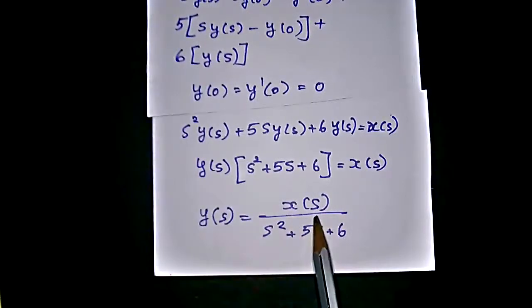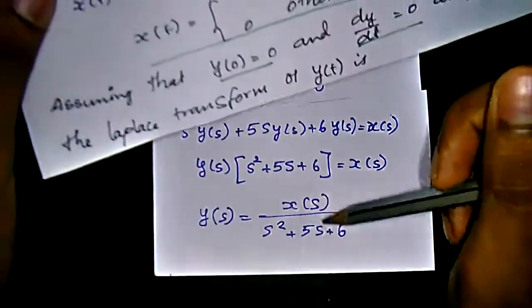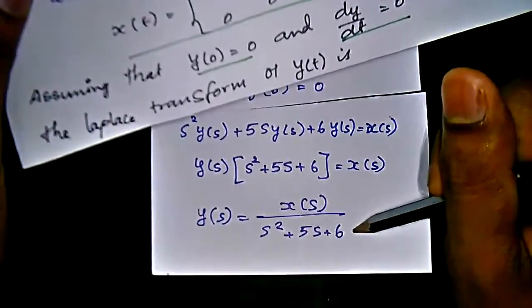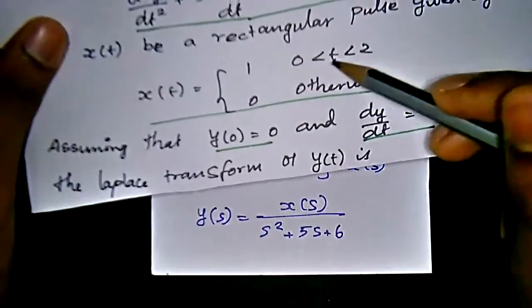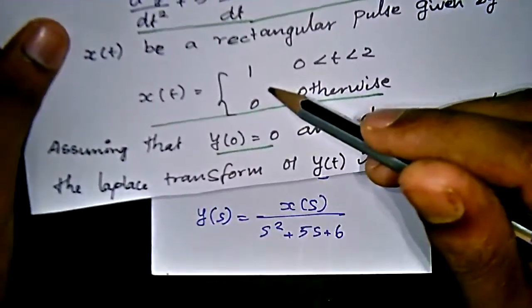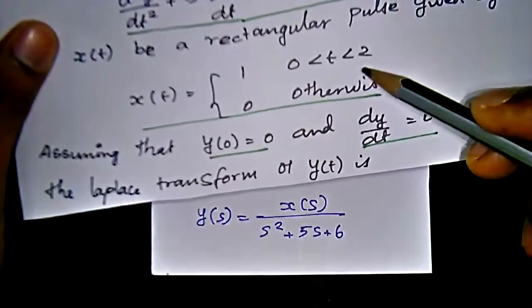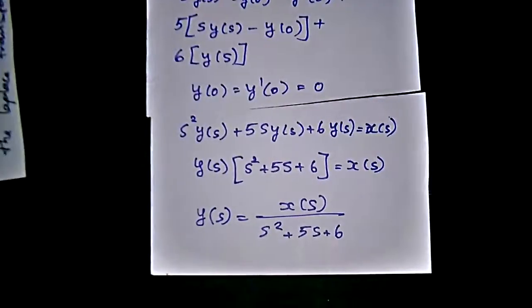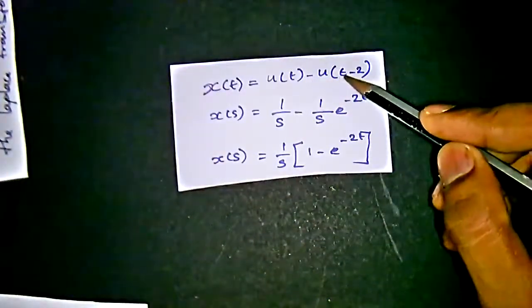But we have X of s. If the X of s value were not given, we could easily end the problem with this result. But here x of t is given as 1 when t is between 0 and 2, otherwise 0. So this rectangular form can be written as x of t equal to u of t minus u of t minus 2.